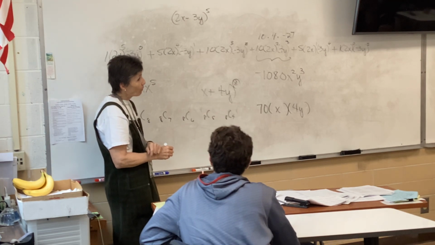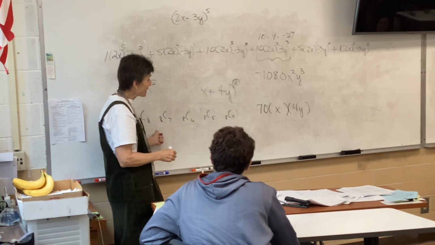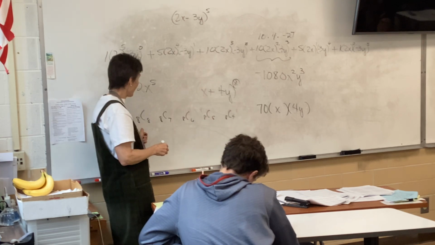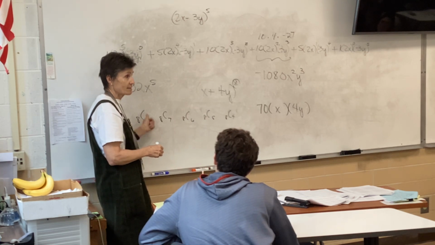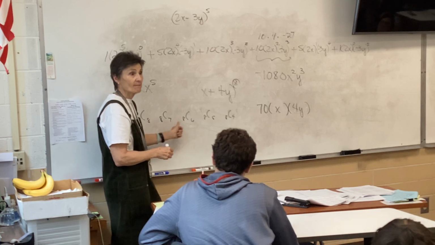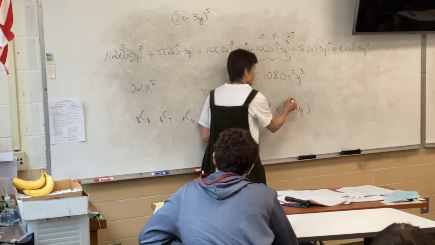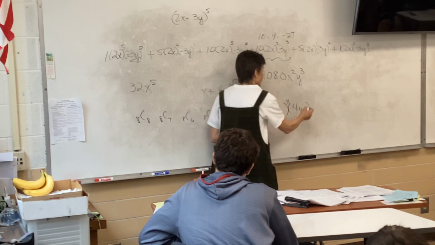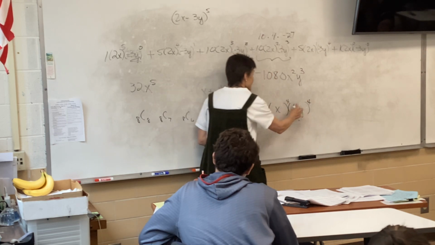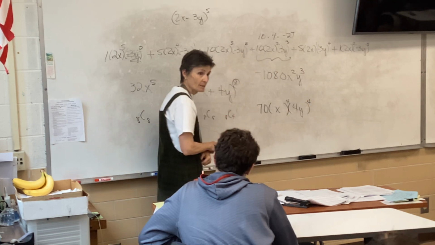Now I need my powers. Well, if you were writing out the whole thing, the power on x here would be x to the 8th, right? And then 7, 6, 5, 4, so this power is 4. And if that one's a 4, this one is also a 4, because these two have to add up to 8.